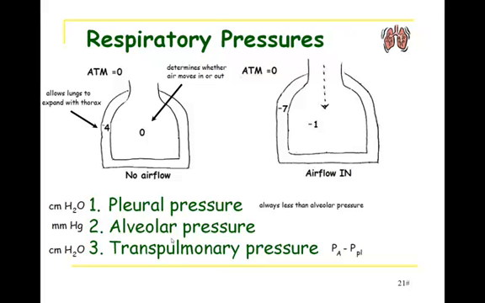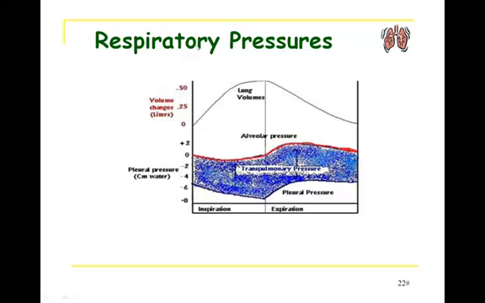We're going to be seeing the relationship between that transpulmonary pressure and lung volumes in a few slides. So this is a pretty important pressure. Again, it always is measured in centimeters of water. This picture will show us what happens to the different pressures during normal respiration. Each of the pressures, alveolar, transpulmonary, and pleural, does change during a breathing cycle.